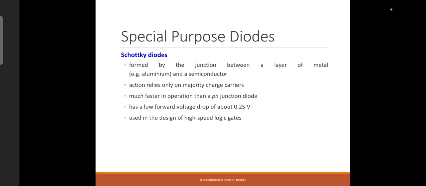Schottky diode. A Schottky diode is different from a normal PN junction diode. It is formed using a metal and a semiconductor instead of two semiconductor materials. Its major advantages are a very low forward voltage drop, typically around 0.25 volts, and very fast switching speed. Because of these characteristics, Schottky diodes are widely used in high-speed digital circuits, switching power supplies, and communication equipment.